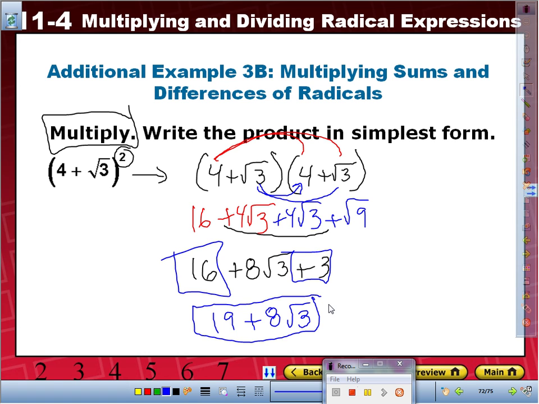All right, now that we're done with multiplication, let's do some division ones. We only need 2 examples. Here we go.